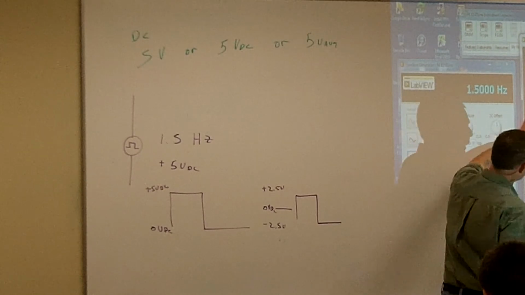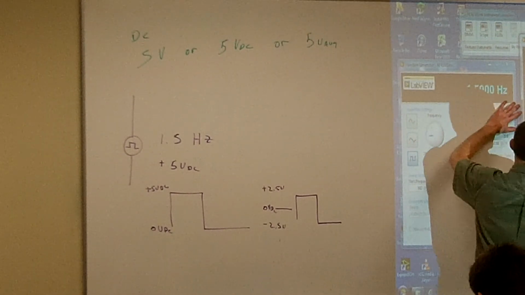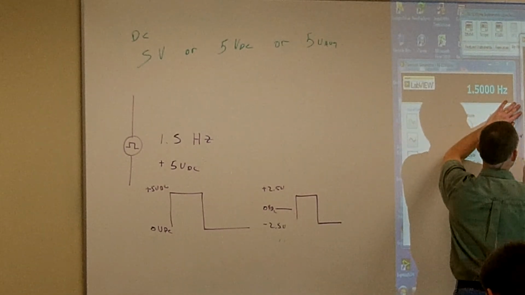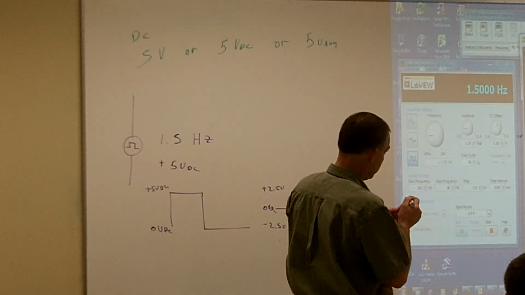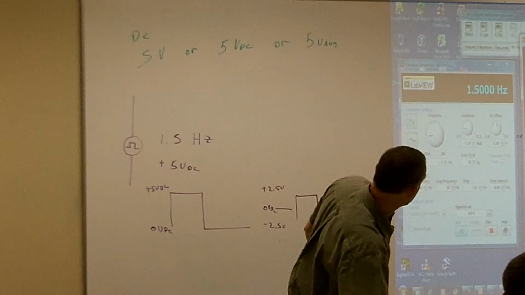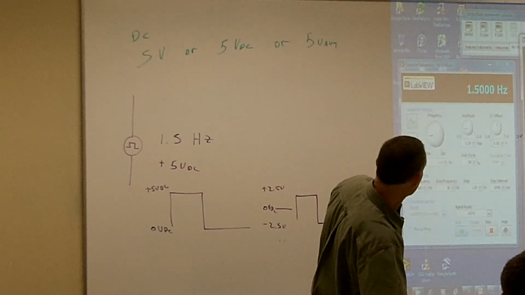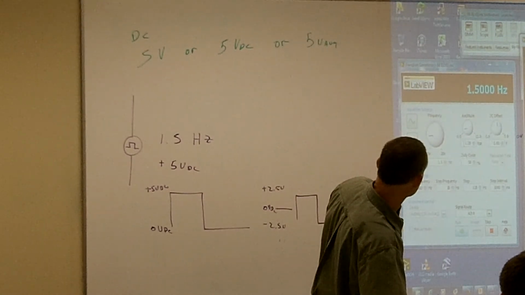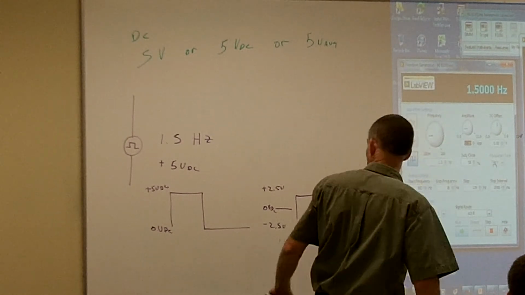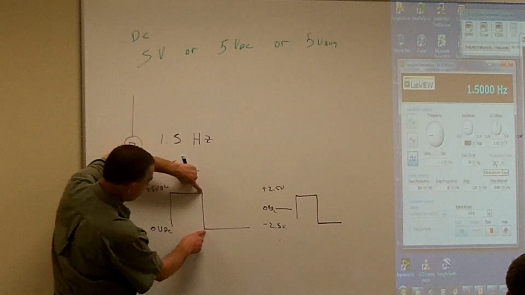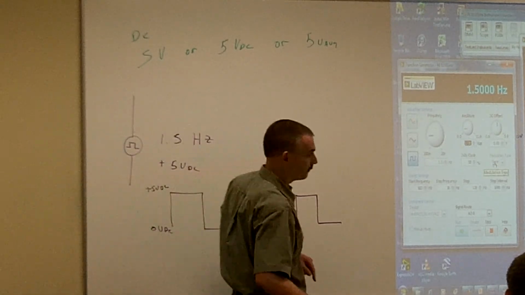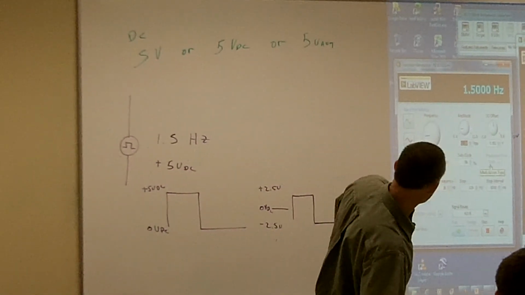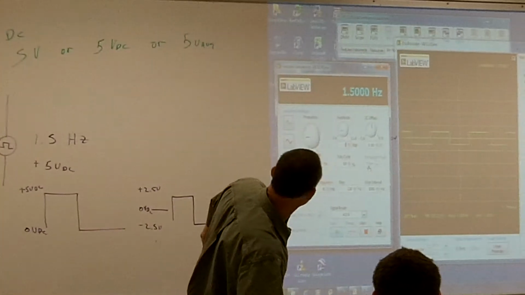All right, so here's our 1.5 hertz, and right here is my 0 volts. You can see that half is above it and half is below it. So I'm going to go over to my DC offset. I know that I want 5 volts peak to peak, so I'm going to set my volts peak to peak up to 5 volts.